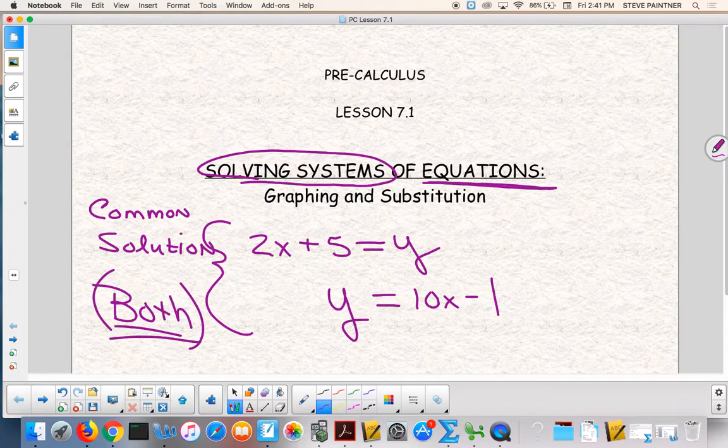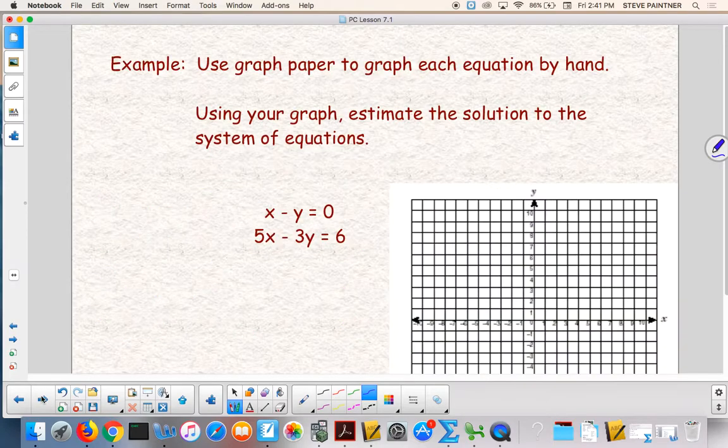How did we do it? Well, we did it by substitution and graphing, but mostly substitution is where we're going in this assignment. Your graphing, I believe, a lot of it is on the graphing calculator. All right, so let's get started. Here we go. The first problem, take the graph paper that I gave you. Use graph paper to graph each equation by hand. Using this graph paper, estimate the solutions.